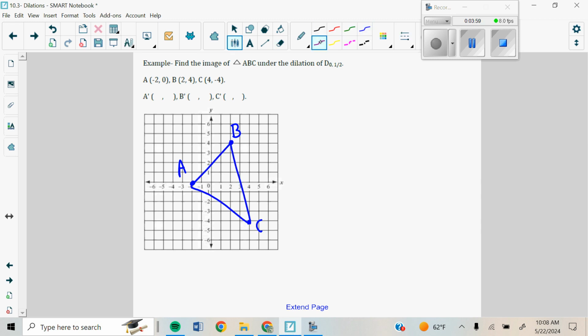And now we're going to go ahead and times by 1/2, or we're going to divide by 2. So we get -1, 0. So that's our A prime. B is going to become 1, 2. So over 1, up 2, B prime. And then C prime is going to be 2, -2. So 2, -2, C prime. So here we see that it is a smaller shape. So if your scale factor is less than 1, you should see it be a smaller shape.